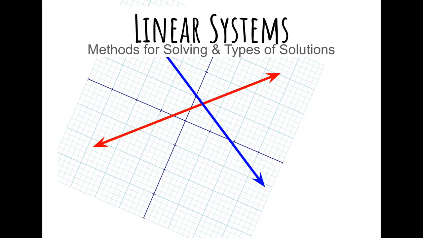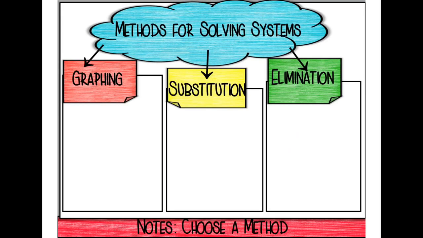In this lesson, I want to cover methods for solving systems and types of solutions. So let's start with methods for solving systems. We learned 3 different methods: graphing, substitution, and elimination. But how do we know when to choose which method for solving? So let's start with graphing.